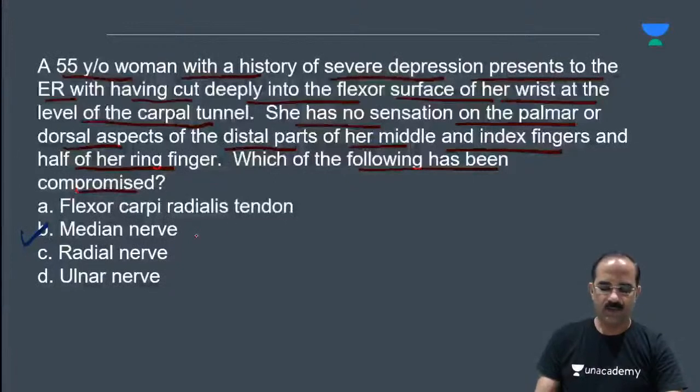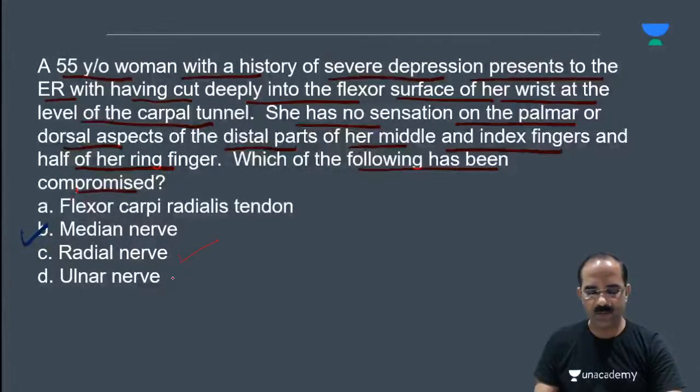Right, so the answer is median nerve. Now you know what the radial nerve supplies, and you know what the ulnar nerve supplies also. Flexor carpi radialis.